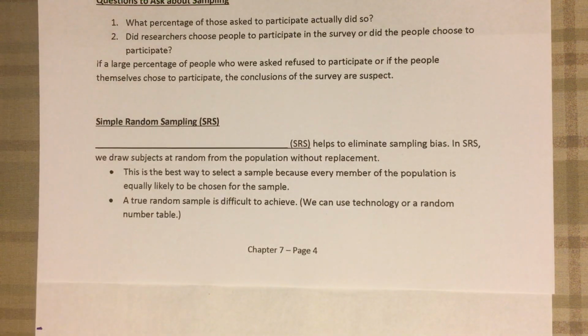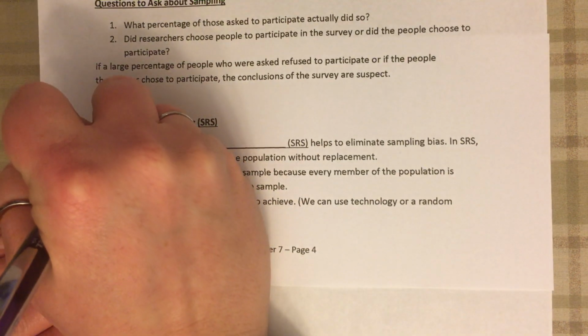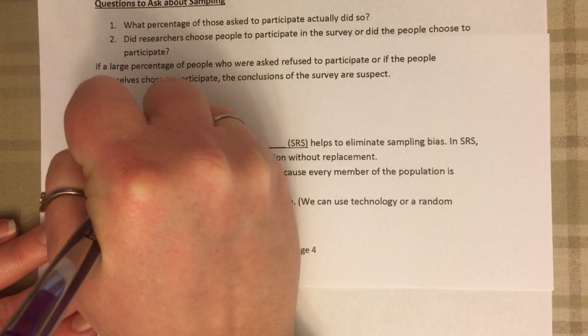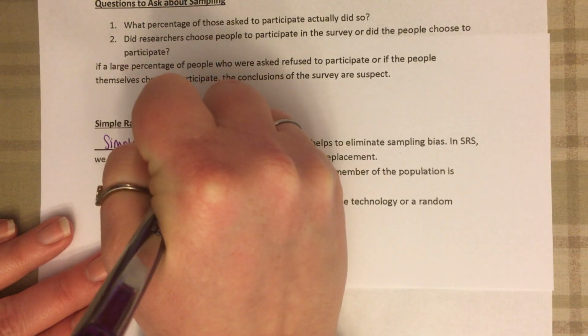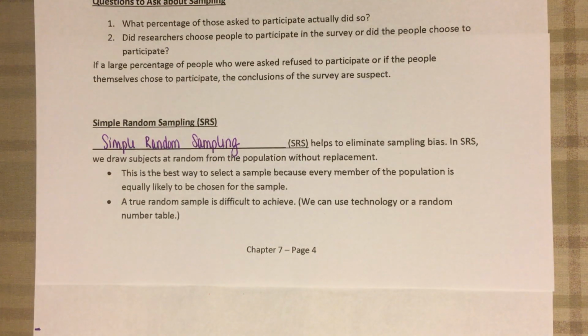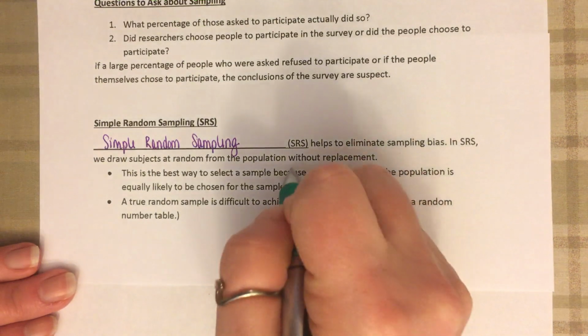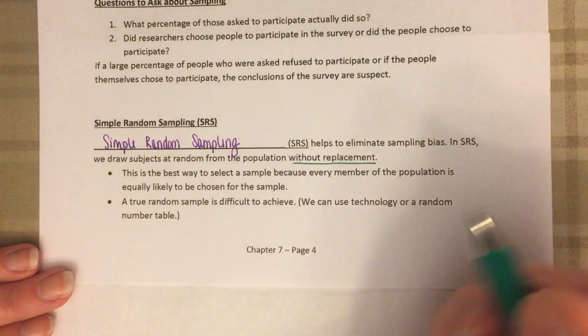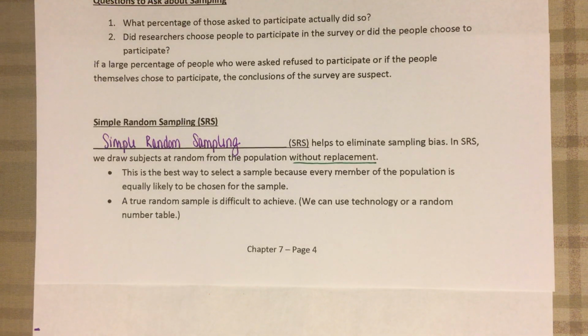All right, so one way we can avoid bias is simple random sampling. Simple random sampling, sometimes abbreviated SRS, helps to eliminate our sampling bias. When we're using simple random sampling, we draw subjects at random from the population without replacement. The key thing here is without replacement, because we don't want to ask the same person twice. So if we ask one person, after we're done with that person, we need to move on to somebody else. This is the best way to select a sample because every member of the population is equally likely to be chosen.